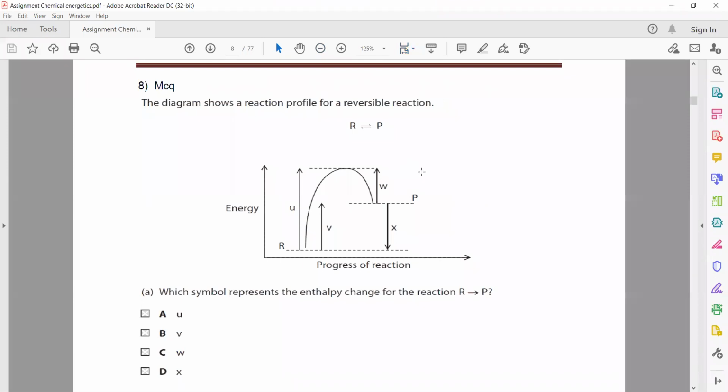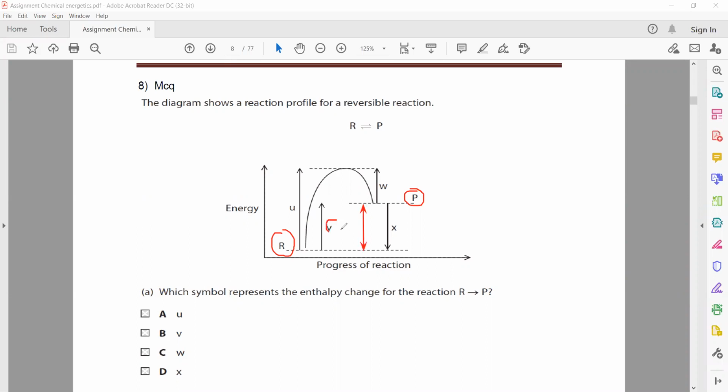Question 8. The diagram shows a reaction profile for a reversible reaction. Reversible reaction means reactant can form a product and a product can decompose and form back the reactant. Which symbol represents the enthalpy change of a reaction from R to P? If we have this as a reactant and this is a product, we need the enthalpy change. Enthalpy change is actually the difference in the energy between the reactant and product. And because this reaction is endothermic, the energy change is given by either V or X.